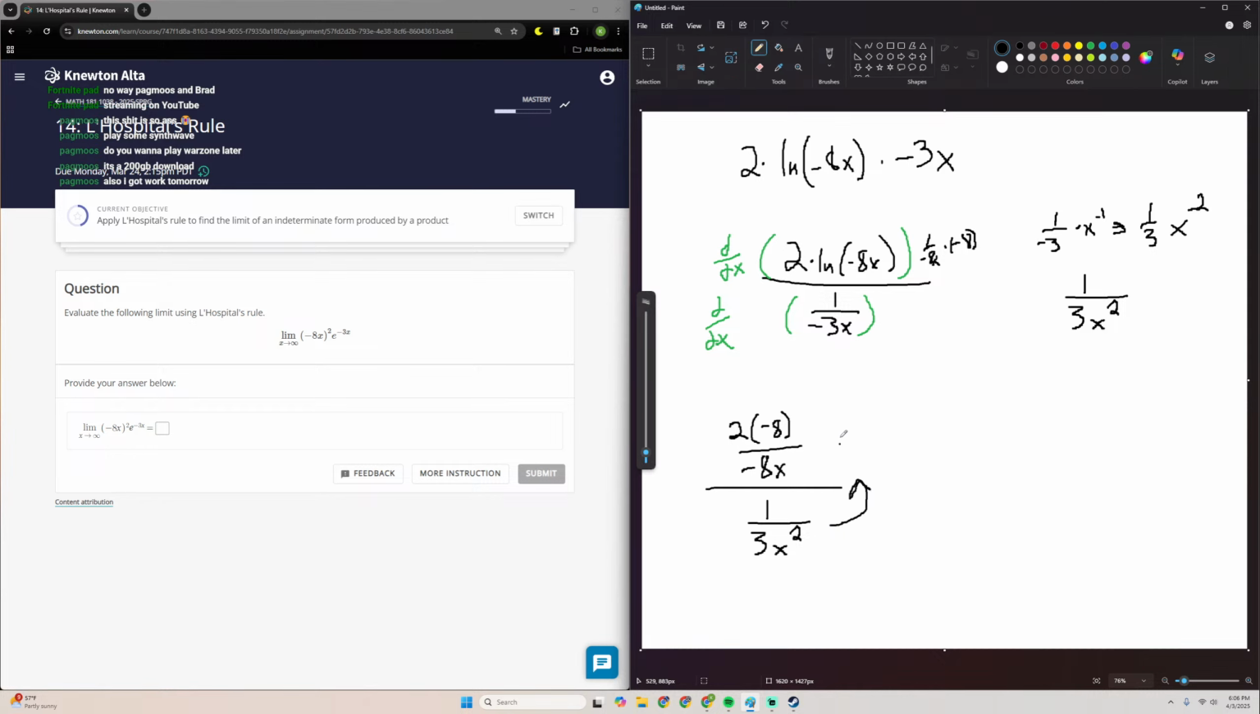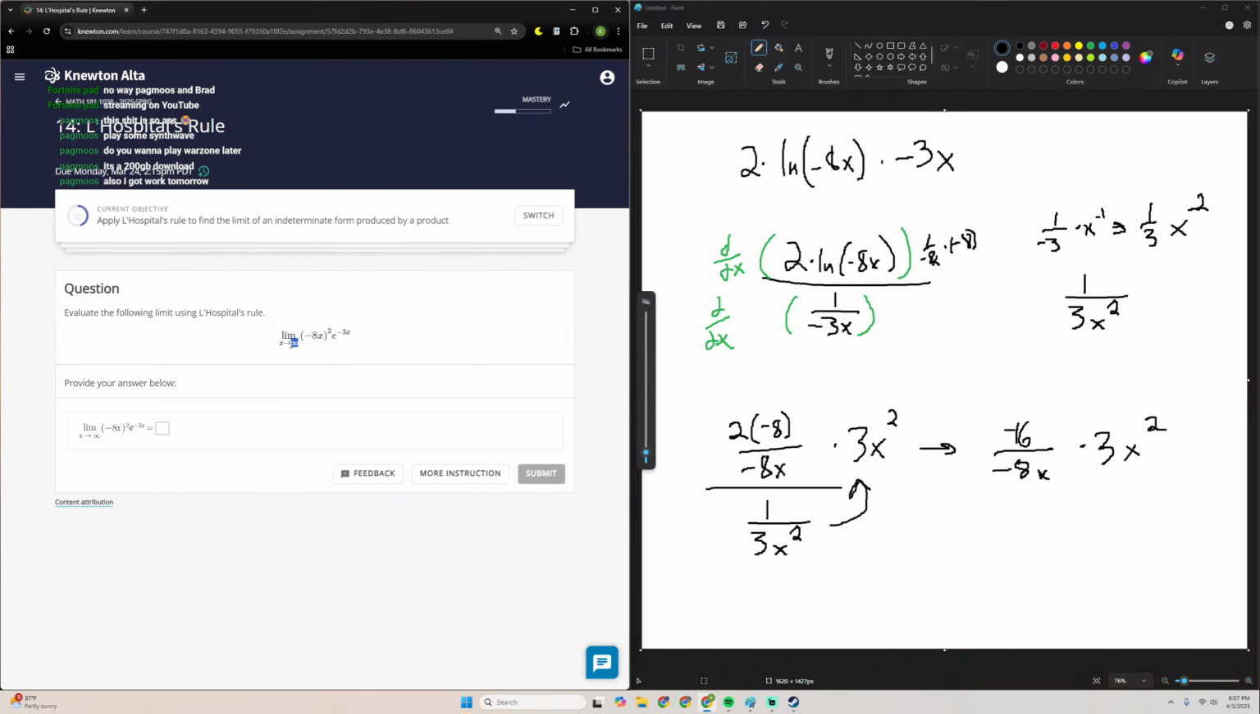Actually, I'll do all that later. Right now, I don't want to do that. This becomes times 3x squared. So this becomes 2x. Yeah? Yeah, just 2x. Wait a minute. 2. You know what? I'll keep it the same. So this becomes negative 16 over negative 8x times 3x squared. Well, shit. This is not good.